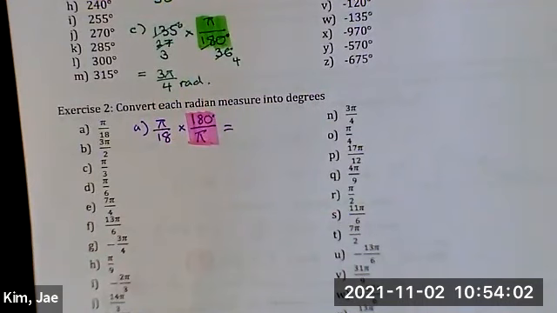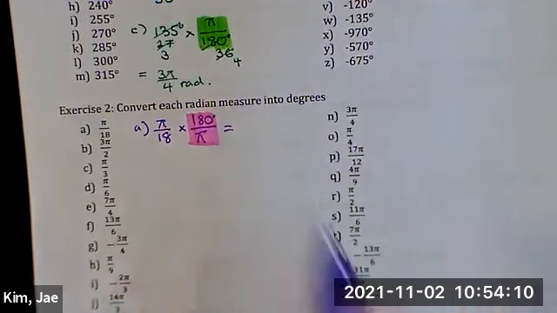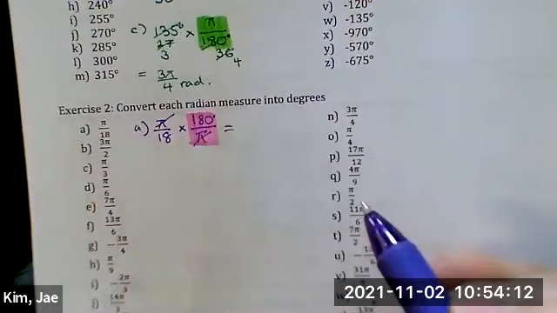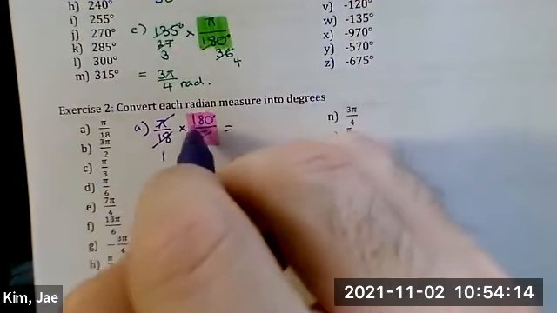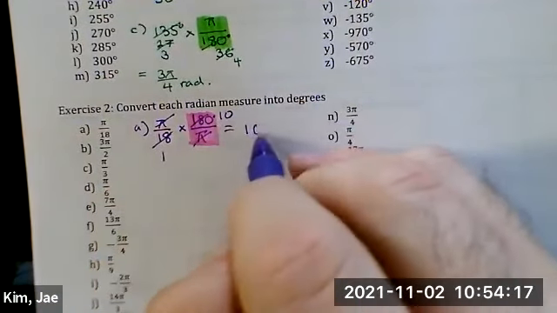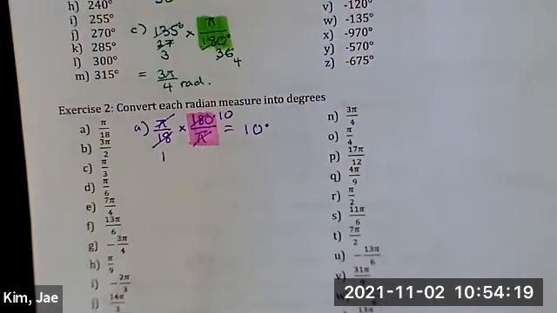I'm still multiplying by a 1, right? Because proportionally, 180 degrees and pi are equal to each other, quote unquote. So pi and pi disappear, divide by 18, divided by 18. Pi over 18 is equal to 10 degrees.